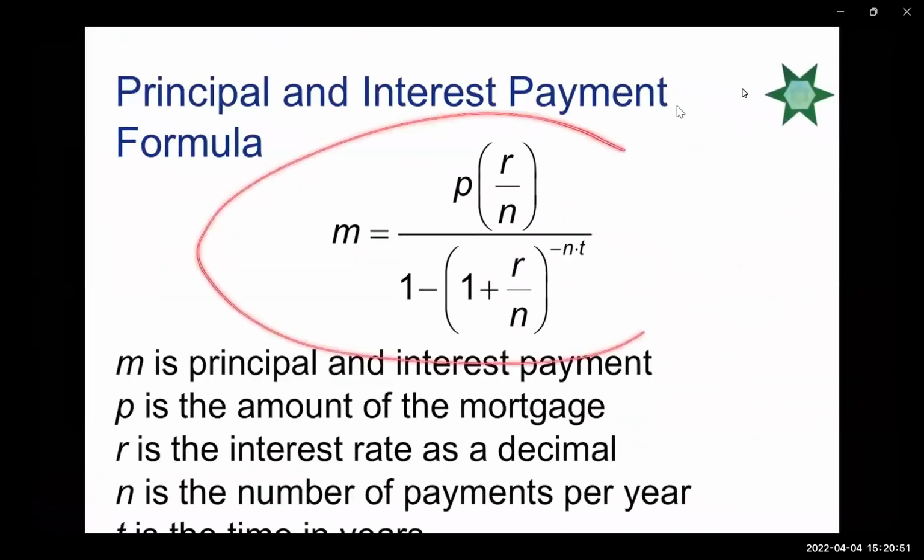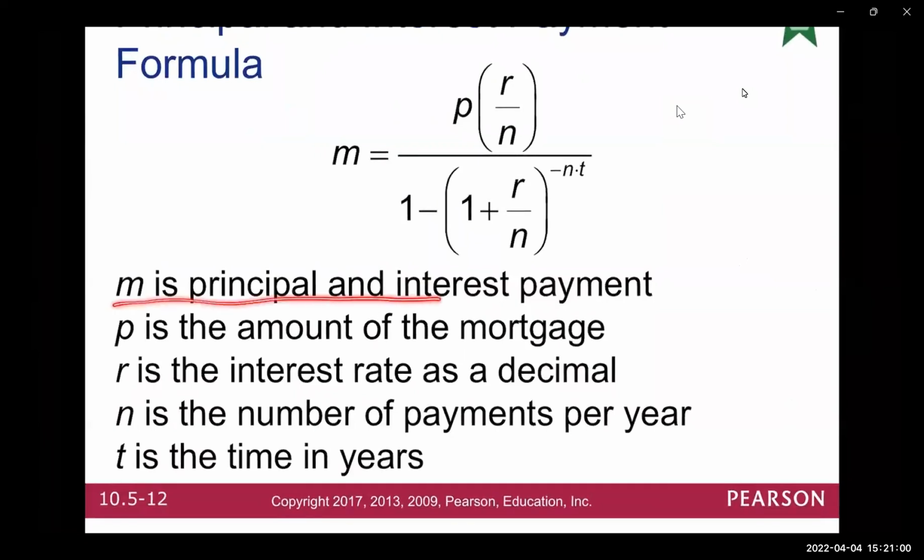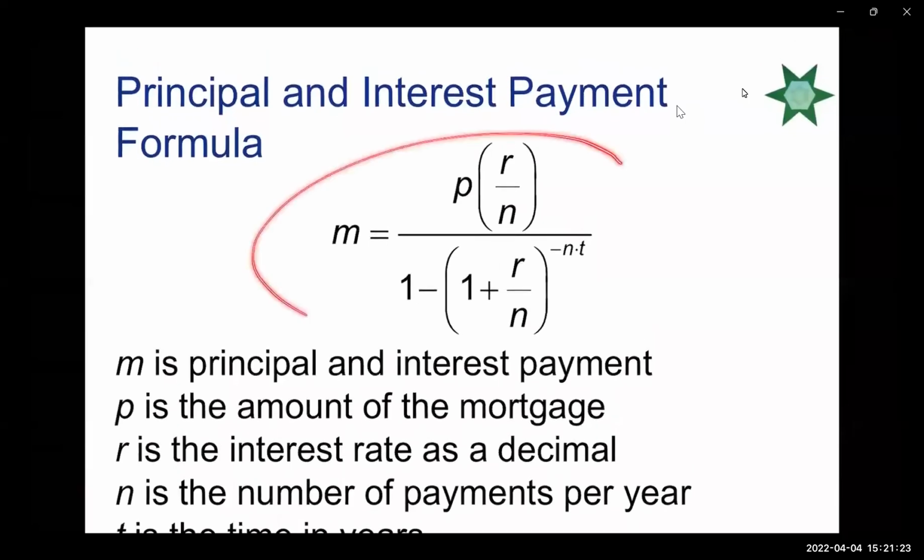And this is a formula that they use to calculate your monthly payment. So M is the principal amount that you need to pay per month with interest included. P is the amount of the mortgage. R is the interest rate. N is the number of payments per year. And T is the time that you're going to pay off the loan, and most of the time it's 30 years. So there's a lot of variables here.